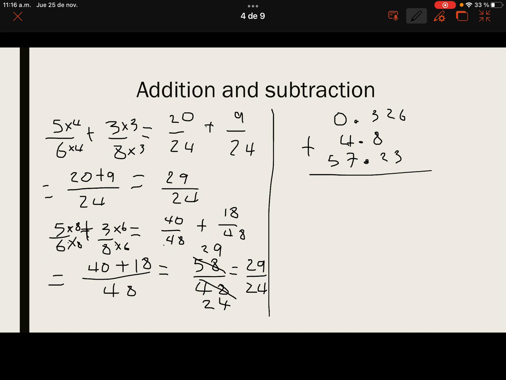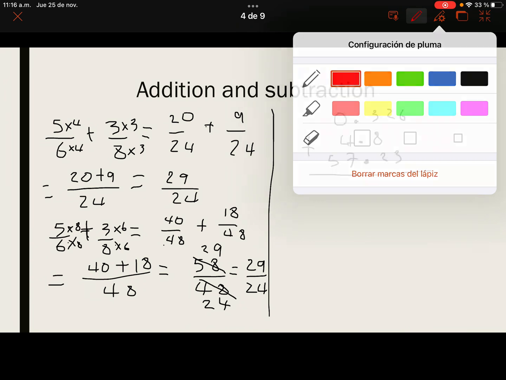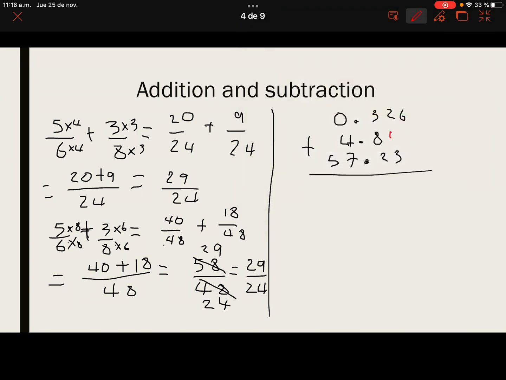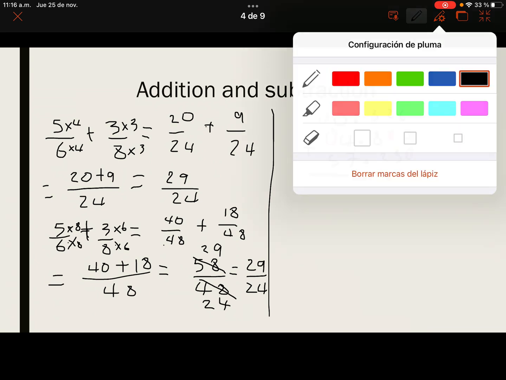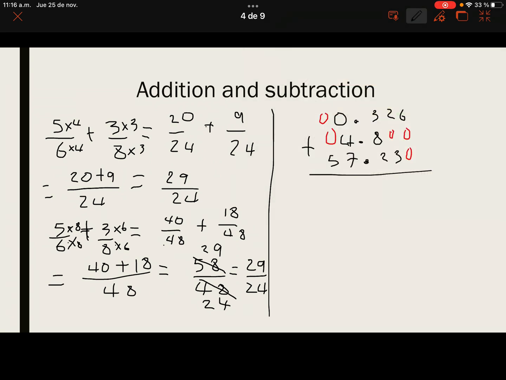Remember, the strategy for decimals is to align the decimal point. Other numbers don't matter. The decimal point must be aligned, and complete the other spaces with zeros in order not to confuse. Then here is 0, here is 0, here is 0 in order to complete. Here is 0, here is 0 in order to have exactly the same quantity of numbers. And now add as usual.